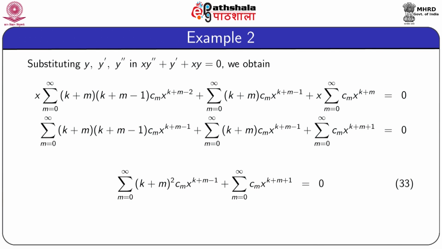We substitute the values of y, y' and y'' in the given differential equation, and we obtain summation m equal to 0 to infinity (k + m)(k + m - 1) c_m x^(k + m - 1) plus summation m equal to 0 to infinity (k + m) c_m x^(k + m - 1) plus summation m equal to 0 to infinity c_m x^(k + m + 1) is equal to 0, which after simplification gives equation 33: summation m equal to 0 to infinity (k + m)^2 c_m x^(k + m - 1) plus summation m equal to 0 to infinity c_m x^(k + m + 1) is equal to 0.